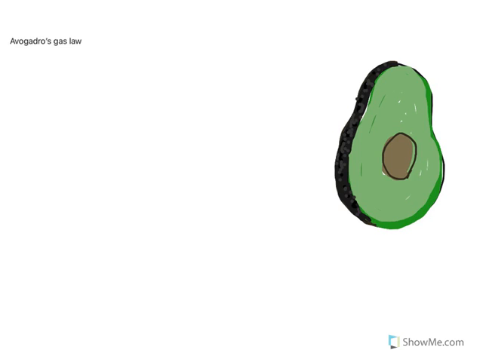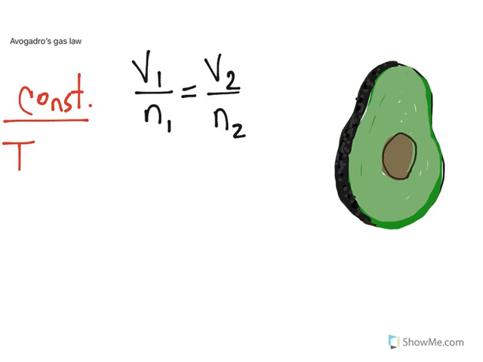Avogadro's gas law. So it's similar to the previous 3. The only difference is the 2 variables that do change are volume and the number of moles. So your equation is V1 over N1 equals V2 over N2. So your variables that are held constant are temperature and pressure. You have a direct proportional relationship in this case as well. So what that means is if the number of moles increases, then the volume is going to increase.